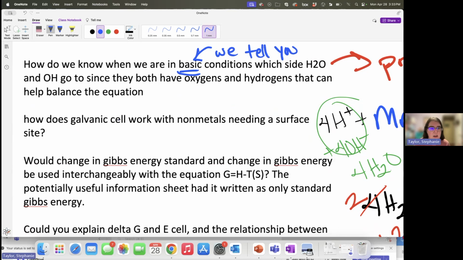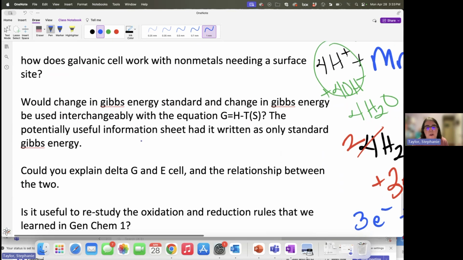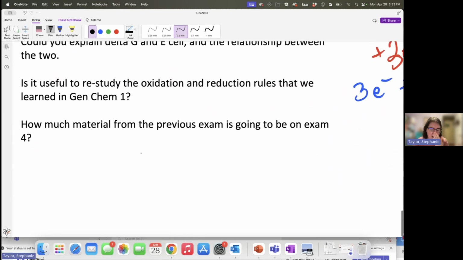Okay, next up, how does a galvanic cell work with nonmetals needing a surface site? So something that you might have seen looks something like this. I'm just going to try to make sure that I grab an actual galvanic cell. That'll work. So I'm going to go ahead and show that.